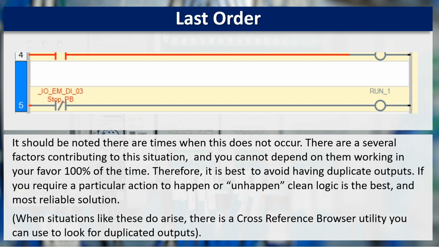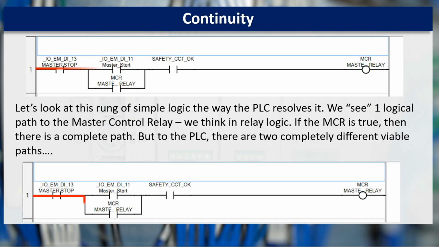Let's look at this simple rung of logic the way the PLC resolves it. We see one logical path to the master control relay. We think in relay logic. If the master relay is true, then it's connected and it's one complete path. But to the PLC, there are two completely different viable paths.